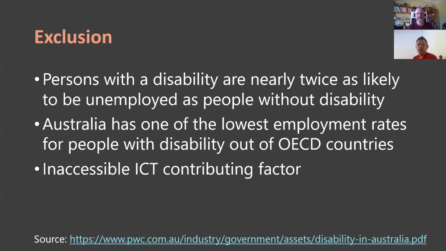People in Australia, sadly, with a disability are nearly twice as likely to be unemployed as someone without a disability. In fact, of all OECD countries, Australia has one of the lowest employment rates for persons with a disability. There are lots of different factors for this, but ICT procurement is certainly one that can help eradicate this, can move things forward if we put it in place.